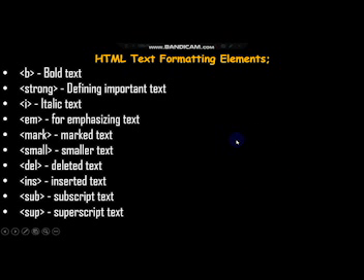There are basically 10 HTML formatting elements, which are: b, which makes text bold; strong, which is for defining important text; i, italic text, which is simply for making text italic; em, which is for emphasizing text; mark, for marking text, which means highlighting text; small, to make text smaller; del, to show that something was deleted; ins, the opposite of del, which shows that something was inserted; sub, which is subscript text; and sup, which is superscript text.